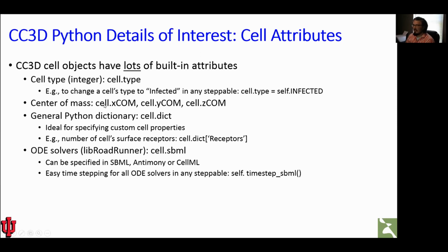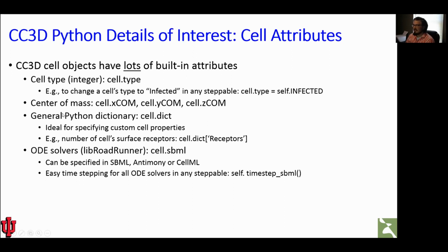We also have lots of attributes that are updated in simulation based on the state of the cell concerning its location. For example, we can very easily get the center of mass of a cell in simulation using these attributes: xCOM, yCOM, and zCOM.